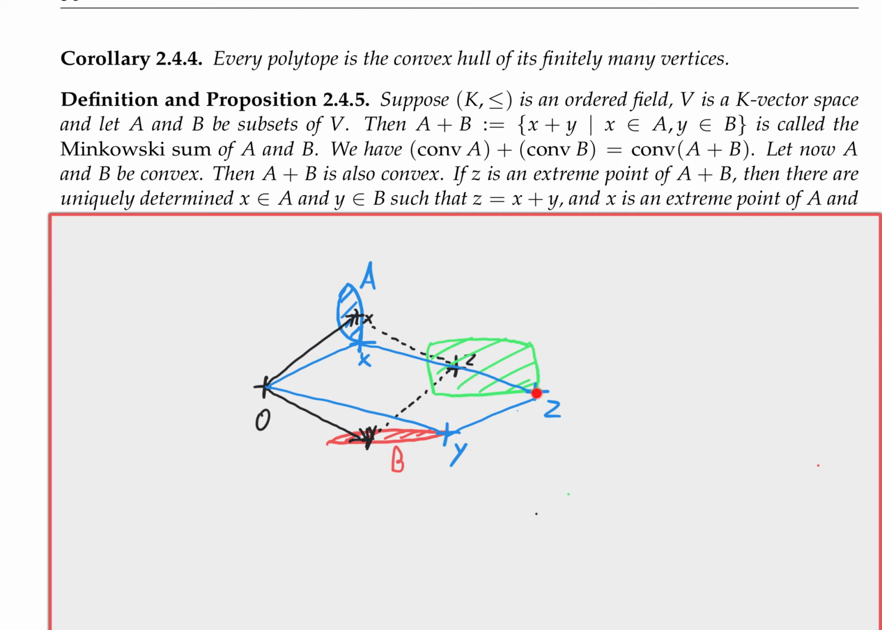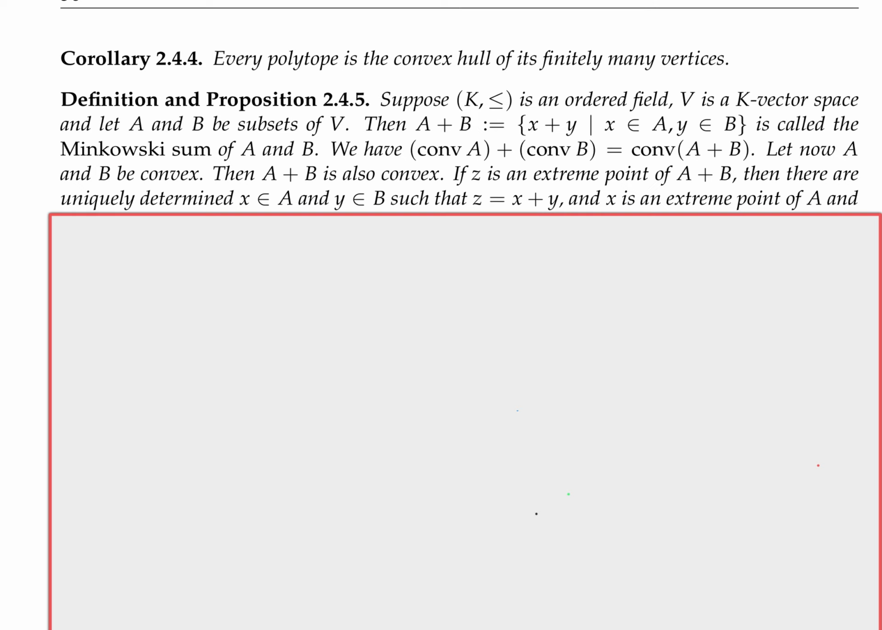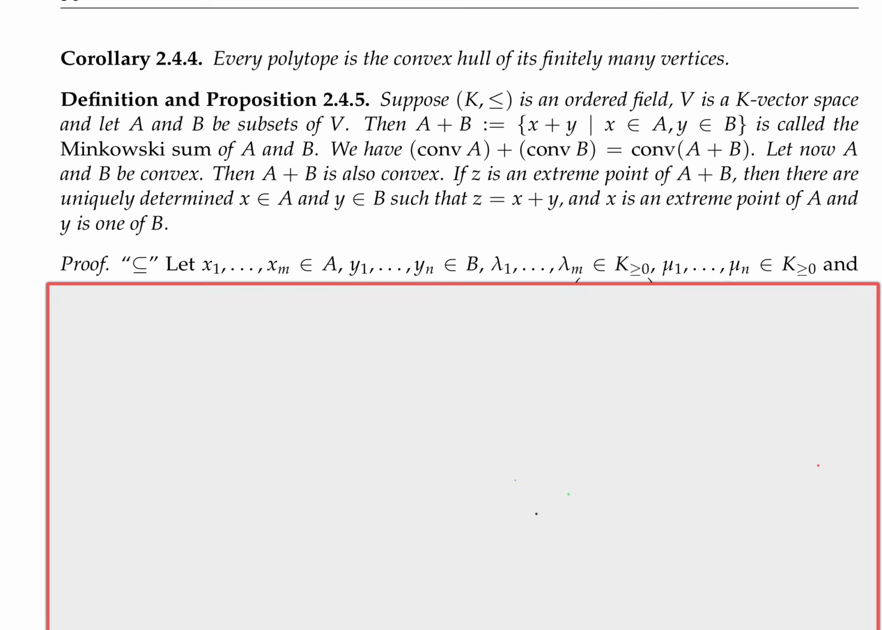But if you want to get to an extreme point here, this is only uniquely possible, first of all, and second, it's only possible by taking extreme points here. Okay? So it looks like a reasonable statement. I think it's not completely clear a priori if that is right, but you can prove it. Okay, so let's now first of all prove that the sum of convex hulls is contained in the convex hull of the sum for arbitrary subsets A and B.